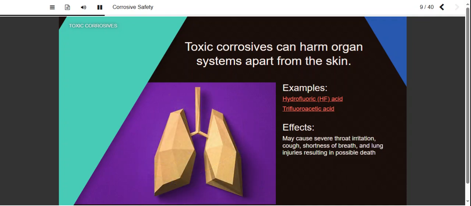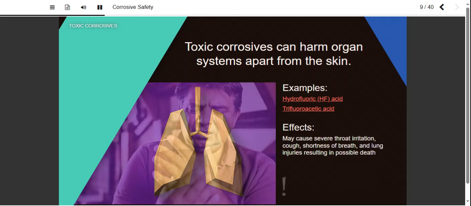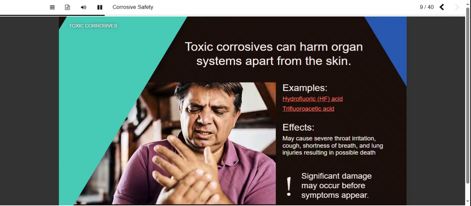Inhaling corrosive gases, vapors, or particles will irritate and burn the inner lining of the nose, throat, and lungs. Pulmonary edema, a buildup of fluid in the lungs, can occur and can be fatal. It can take several hours for symptoms to fully develop, like pain or redness. By this time, significant soft tissue damage can occur as well as damage to bone tissue.